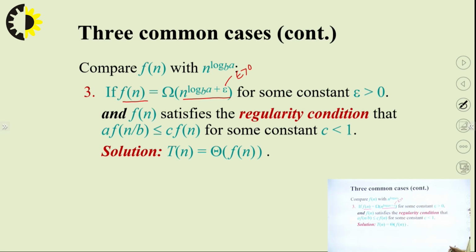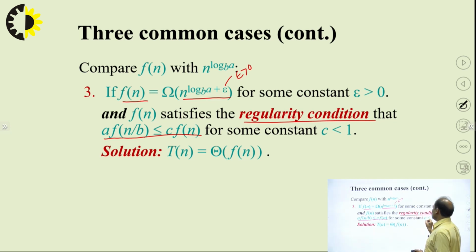So if this is the case, then we are checking another condition in case 3 also. That is called the regularity condition. And what is the regularity condition? That a·f(n/b) should be less than or equal to c·f(n). This is the regularity condition. Apart from this, the regularity condition should also be satisfied.